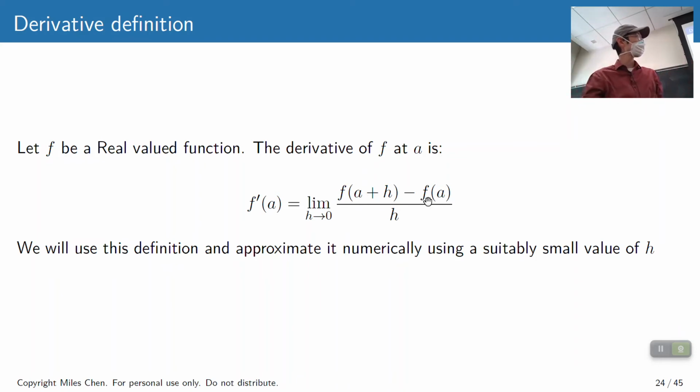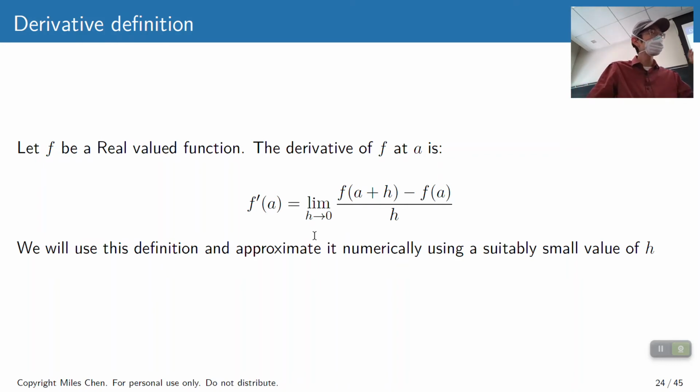That's f of a plus h minus f of a. That's how much the function changed. We divide that by the size of h, and we take this to the limit as h goes to 0. All we're going to do here is not take h to 0, but approximate it with h being some small value, like 10 to the negative 6 or something like that.